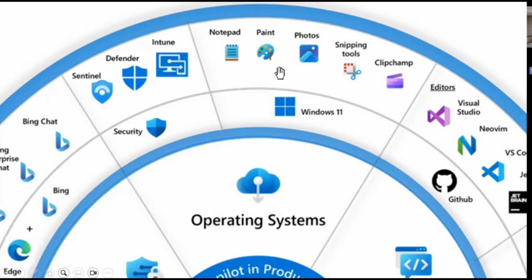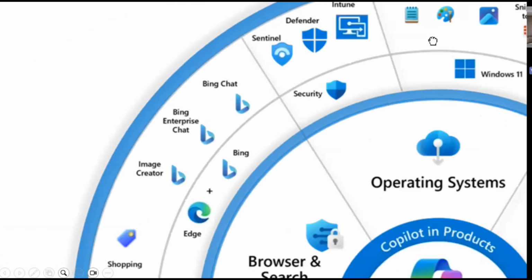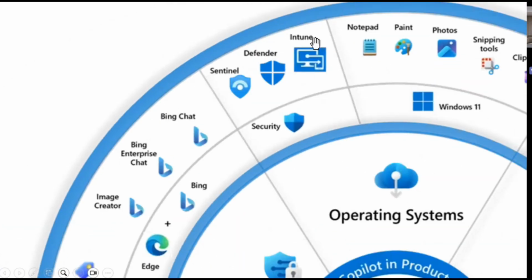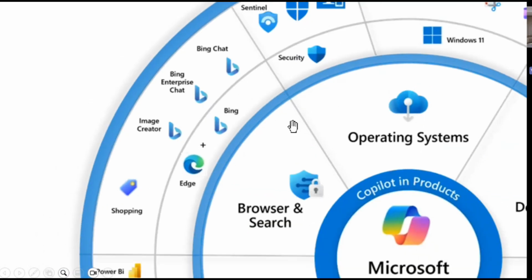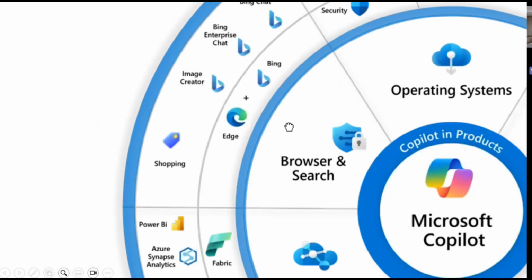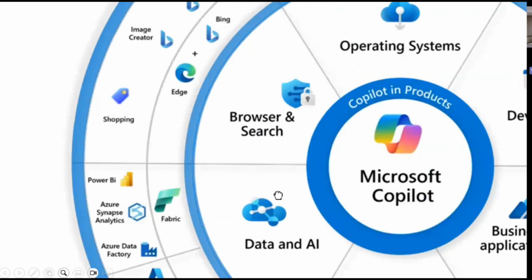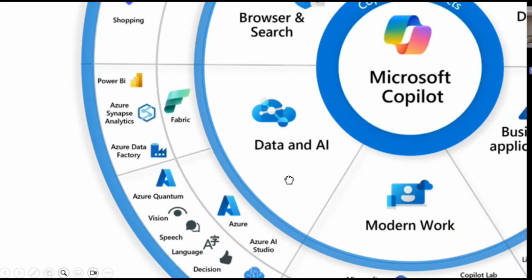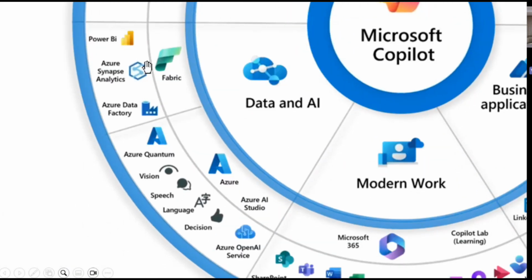Paint also is there, Photos also, Snipping Tool, Clipchamp for video editing and for music. From a security standpoint, Intune is already there with Copilot integration. Defender is already there. Sentinel is already there. If you go to Bing Chat, as I talked, it's already integrated. Image Creator, all these I think you guys can explore and take a look at. Data and AI, as I talked, Fabric and Azure, these are all integrated. So Copilot is now everywhere.